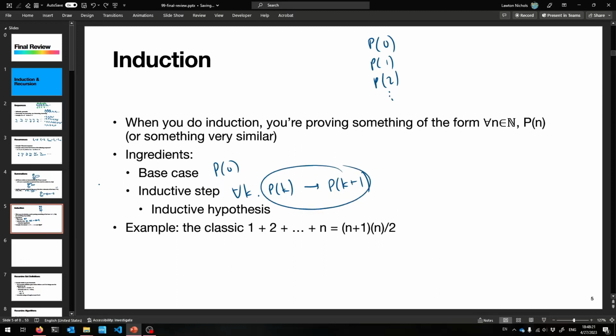And as you're proving, this is just a direct proof. You get to assume this, prove that. This assumption is your inductive hypothesis. That's your P(k). You get to use that as firepower to prove P(k+1), right?